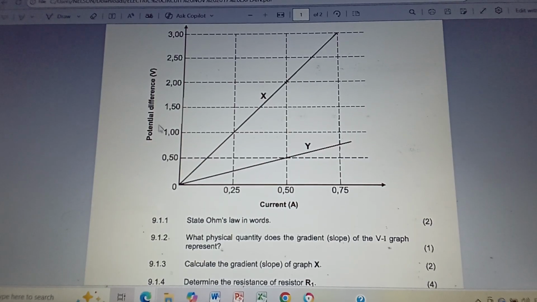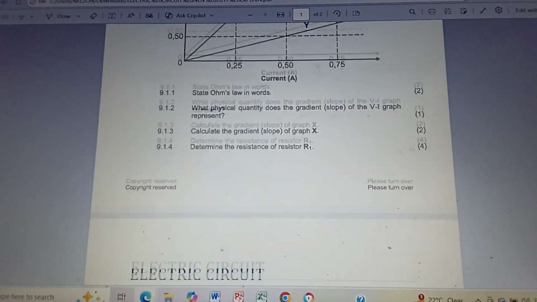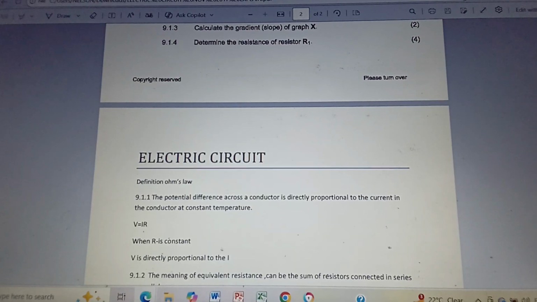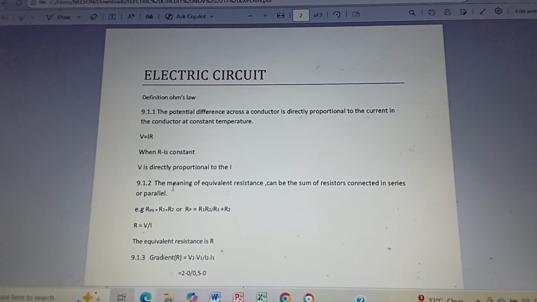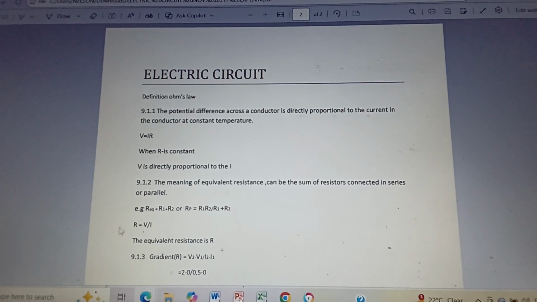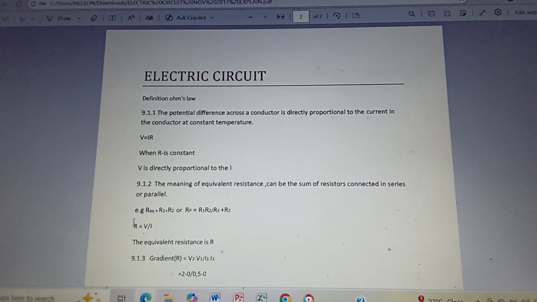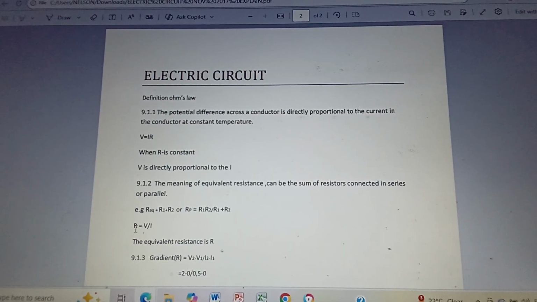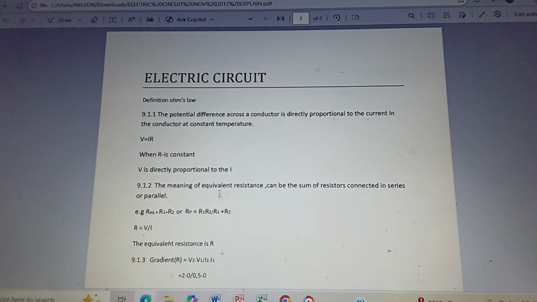If we have potential difference and current, the relationship between current, resistance and voltage, we know that V is equal to IR. Now, R is equal to V over I. So it means that R stands for the gradient. But actually the gradient is called the equivalent resistance.